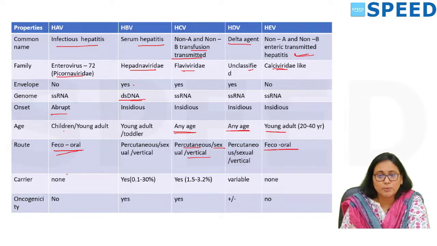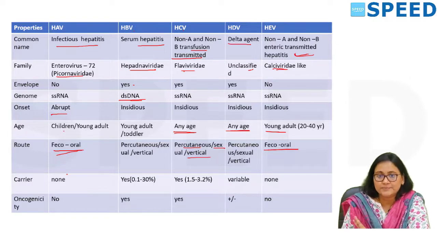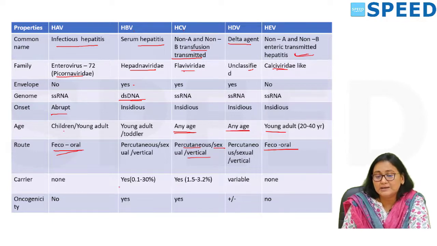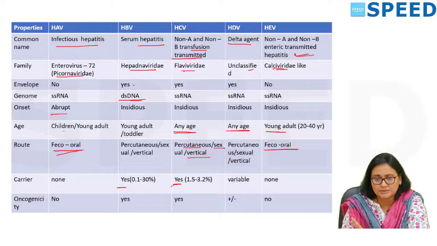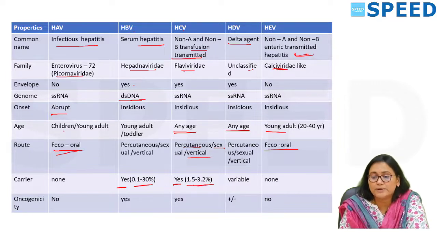Carrier stage you won't get in hepatitis A and E. So, A and E will be carrier negative. If you check hepatitis B and C, there are chances of carrier. D might have, might not have. See the percentage of carrier state. Hepatitis B has 0.1 to 30% carrier state. C will have 1.5 to 3.5% chances of going to carrier state.